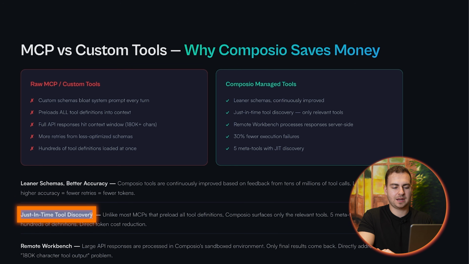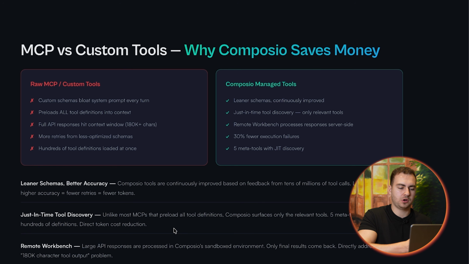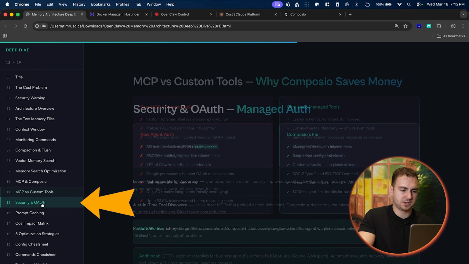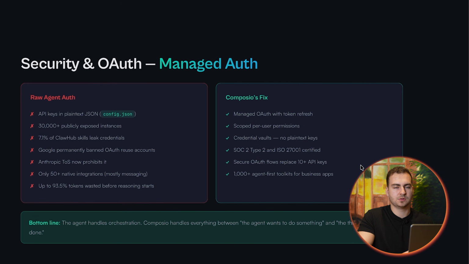You have just-in-time tool discovery, so you discover the tools as they're needed. You don't have to have all of them at once. And then you have this remote workbench, so there's a large API layer that sits between you and the tool, so that you can pull only the necessary information to pass to the LLM, which again gives you a lot of additional tokens. Then you have all the security benefits, right? So you have all the OAuth stuff, as you can see here, automatically handled, SOC 2 compliance, whatnot, rather than having all of these issues where you can see like 93.5% of tokens are wasted before you even start reasoning.